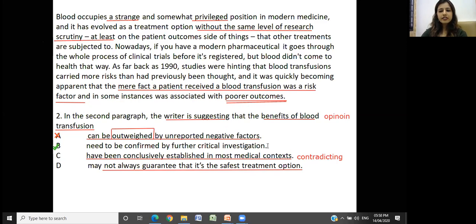Again, do you see here? It is inferential. You may argue with me that, ma'am, it is not mentioned anywhere. And I agree with you that it is not clearly mentioned. But that is what you get reading between the lines.